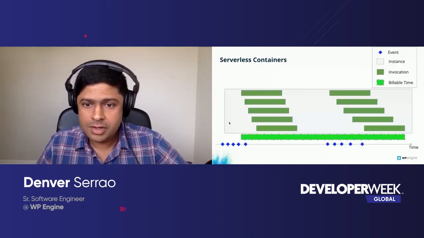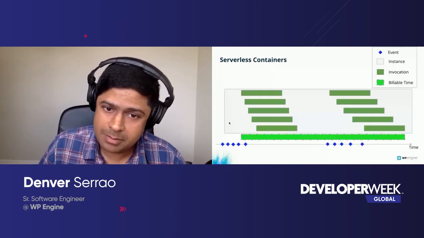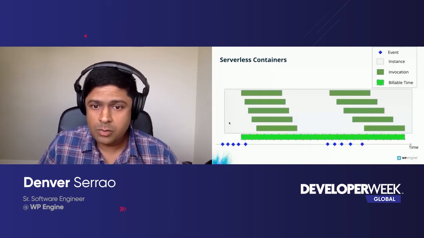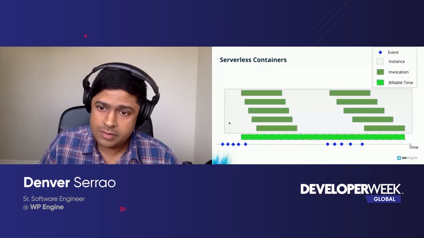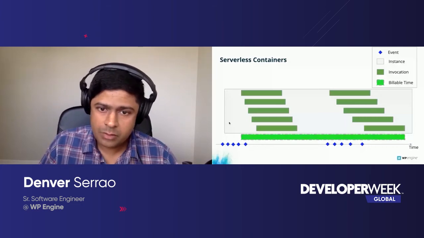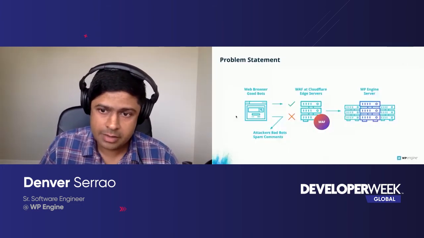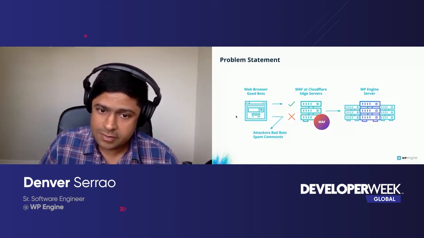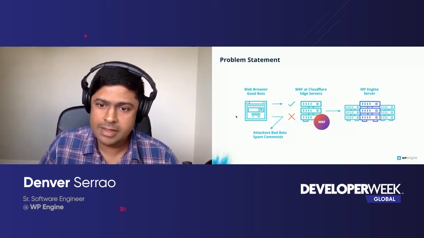So now while this is all good theory, let's move on to a practical example. So let me set up the problem here. At WP Engine, we host our customers' websites on servers in the cloud. And we partner with a company called Cloudflare to provide an additional layer of security to our customers' sites, which blocks malware, DDoS attacks, and other bad actors at the edge.